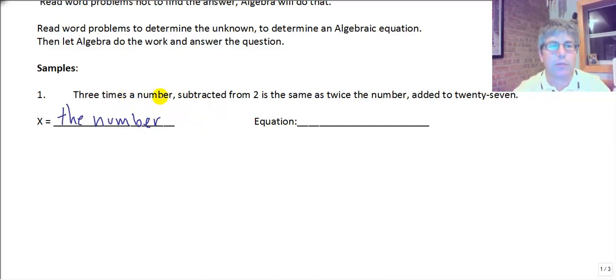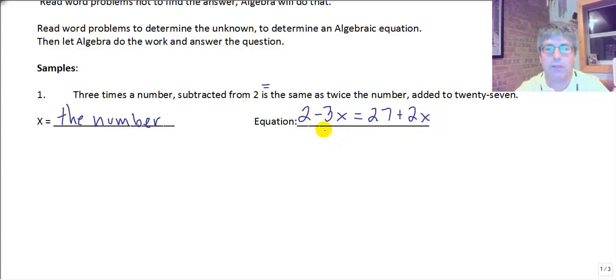3 times a number subtracted from 2. Well, if we're taking something away from 2, we're going to start with 2, and we're subtracting 3 times a number. So 3 times a number subtracted from 2 is, well, there's our equal sign, the same as, equals twice the number added to 27. So twice the number added to 27 is 27 plus 2x. So now we've got our equation, and we're set.